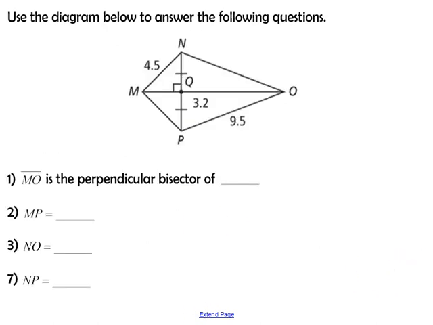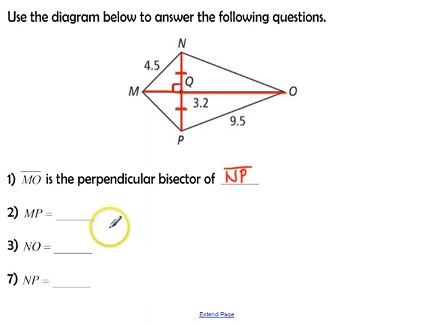So we're going to go ahead and put that perpendicular bisector theorem into practice here using the diagram and answering the questions below. It says that MO is the perpendicular bisector of what segment? So here we have segment MO, and it is perpendicular, and it cuts through the midpoint of segment NP, because NP gets cut into two congruent parts. So MO is the perpendicular bisector of segment NP.